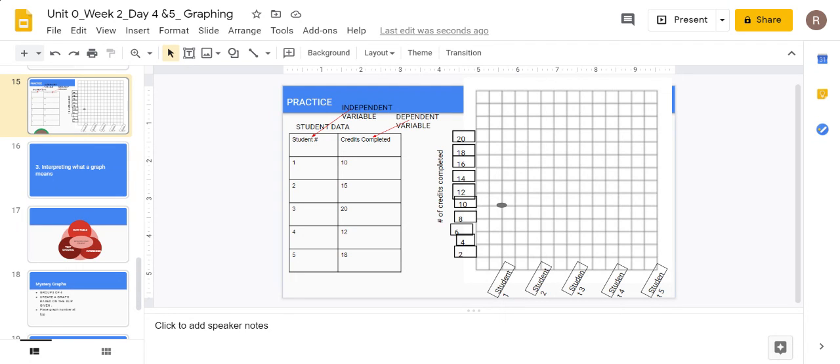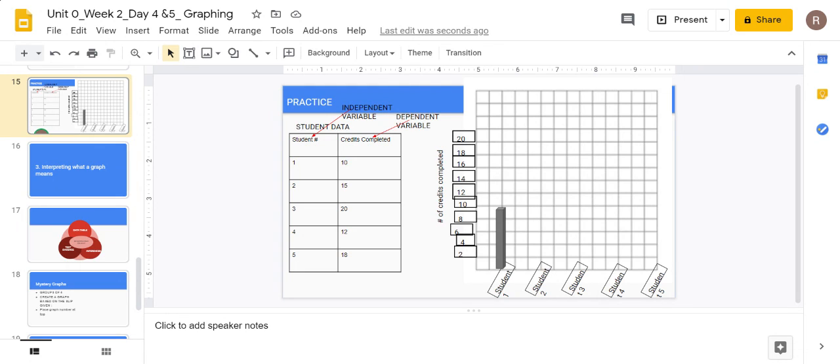I can make this larger. Actually, you know what? That's probably not the best shape I could use. I could use a rectangle or something. Let's see here. This would actually be better. There we go. Nice. Okay. Student number 2 has 15 credits completed. So I'm going to do the same thing, with whichever shape I just used. I can't remember. This one. There we go. Student number 2 has 15.